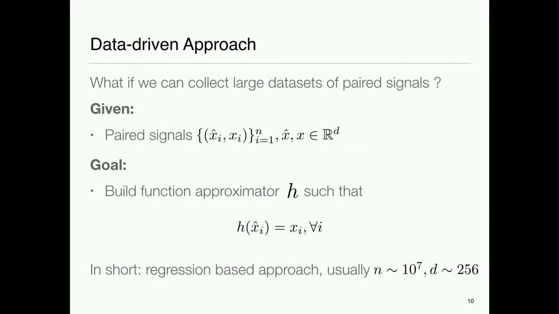So more formally, the problem we are facing now is, we are given a set of paired signals, x hat and x. Here, x hat means the noisy signal, and x means its corresponding clean signal. And our goal is to build a function approximator H such that when H is input with x hat, H outputs its corresponding clean signal.